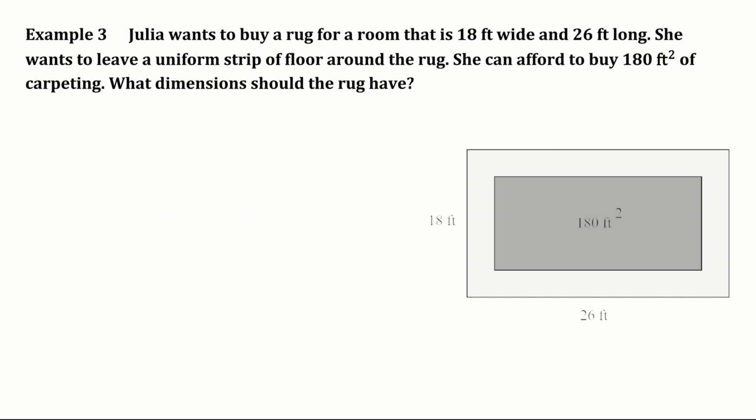All right, in our next example, Julia wants to buy a rug for a room that is 18 feet wide by 26 feet long, as shown in this picture. And she wants to leave a uniform strip of floor around the rug. And she can only afford to buy 180 square feet of carpeting. What dimensions should the rug have? So basically, notice that we don't know what this uniform strip length is going to be, but we do know that whatever this gap is, it's going to be the same as that, the same as that, and the same as that.